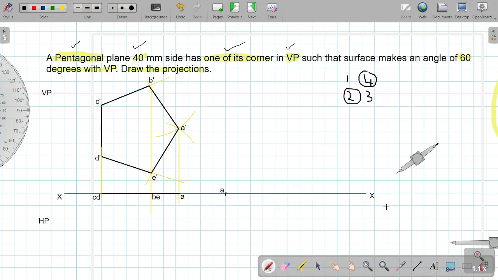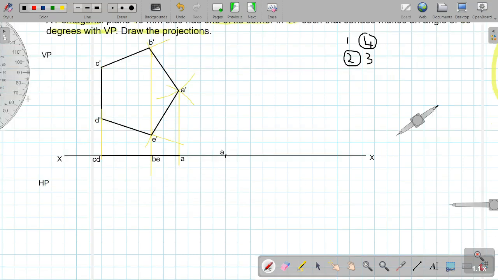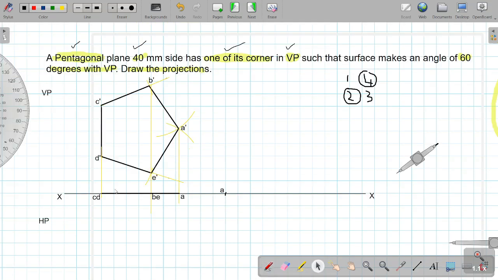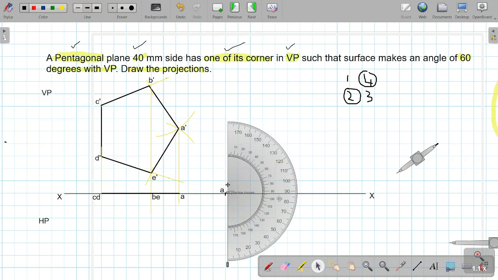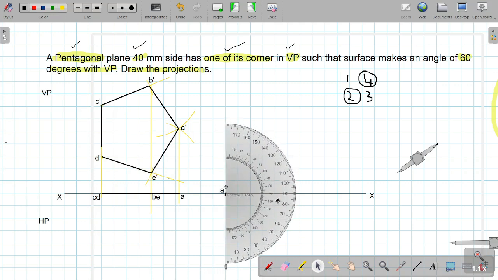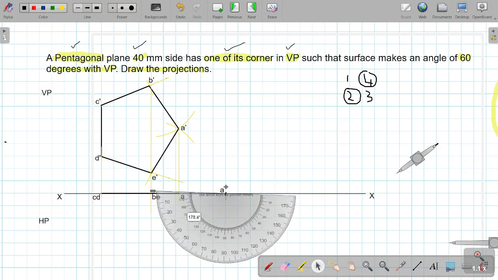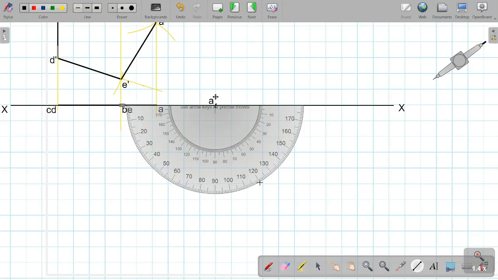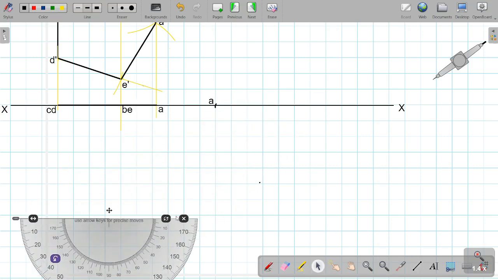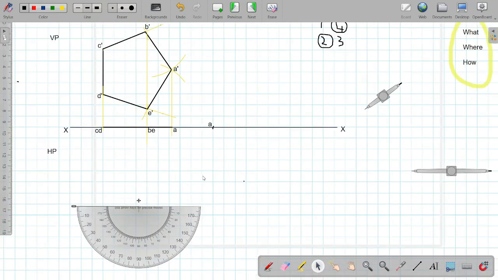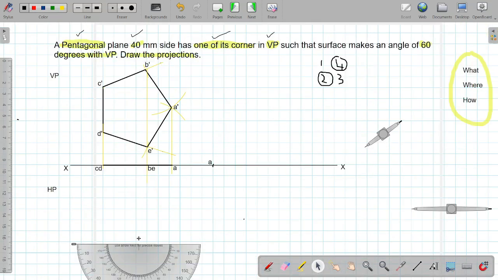Then from this point you have to mark 60 degrees as per the question, because it is inclined 60 degrees. So from this point we have to mark 60 degrees. So this is the 60-degree point. Now we have to join this point by means of a light line again at the initial stage.